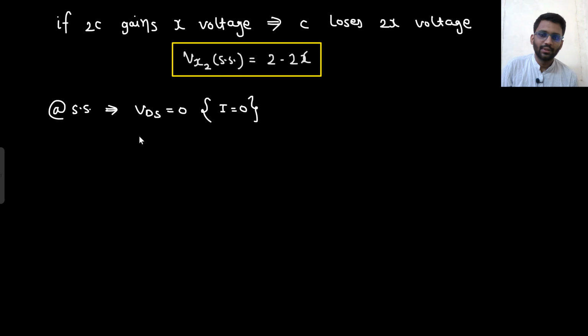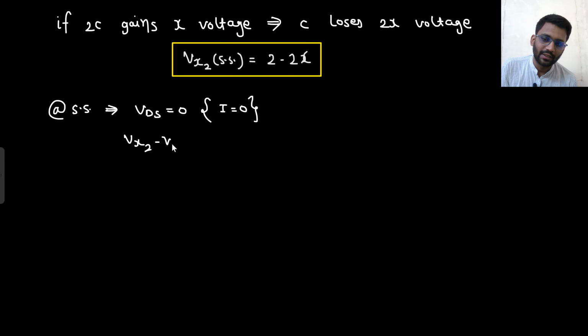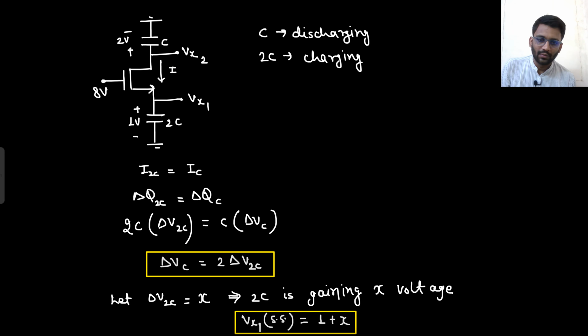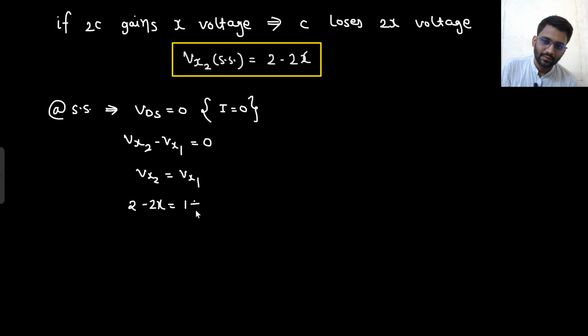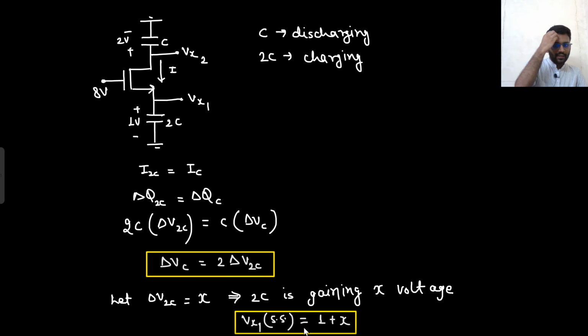So VDS is 0. That means, what is VDS? VDS is Vx2 minus Vx1. Vx2 minus Vx1 is equal to 0. So Vx2 is equal to Vx1. So 2 minus 2x is equal to 1 plus x. X will be 1 by 3 volt.